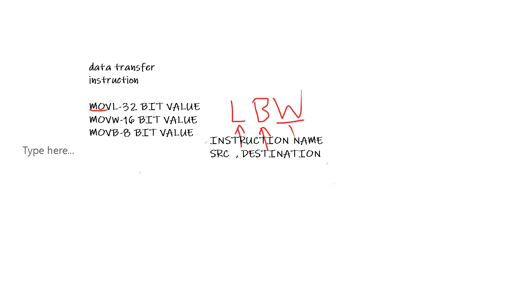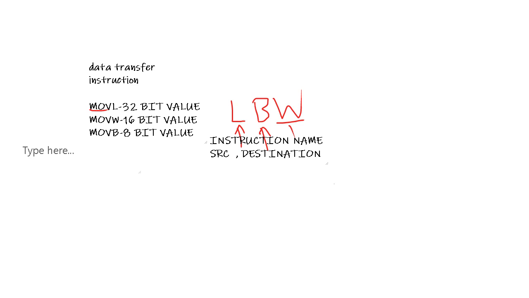Okay, so now after the instruction name, we have to write the source register, comma, destination register. So what's the source register? Source register is EAX. So we have to write percentage of EAX, comma, percentage of EBX. This is how we have to write the instruction.